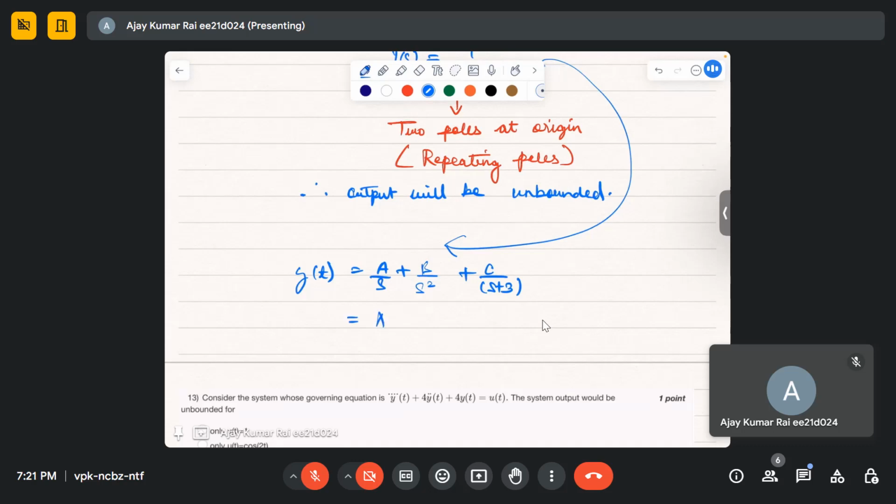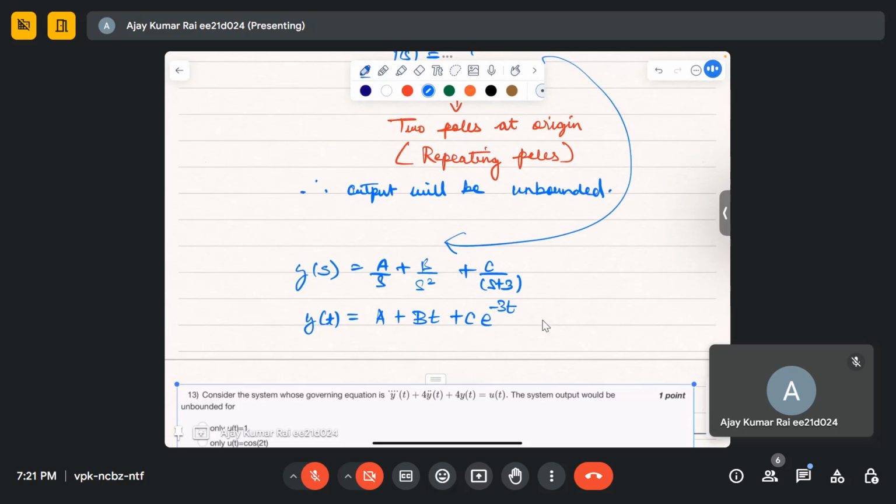You'll get a, plus something t. For 1 by s squared, if you find the inverse Laplace, you'll get a bt term, and c e raised to power minus 3t. So because of this second term, the bt term, your y(t) will be unbounded. So this is an additional check.